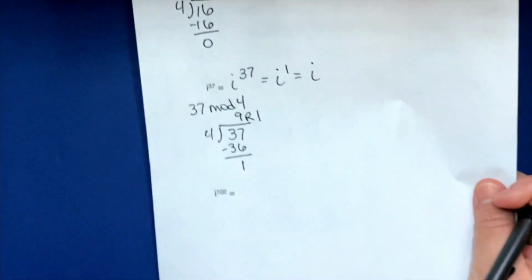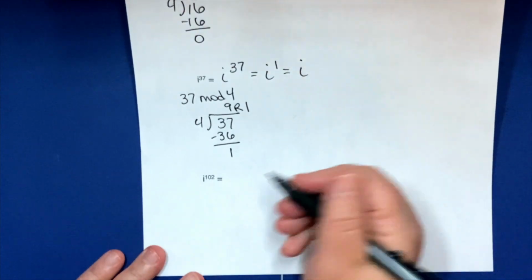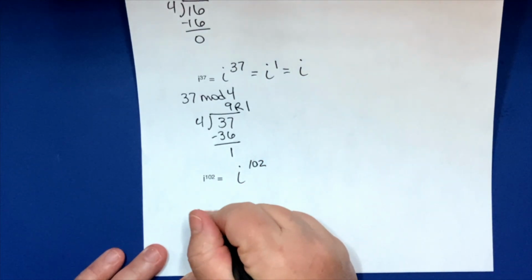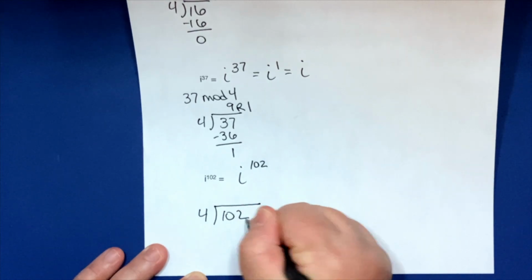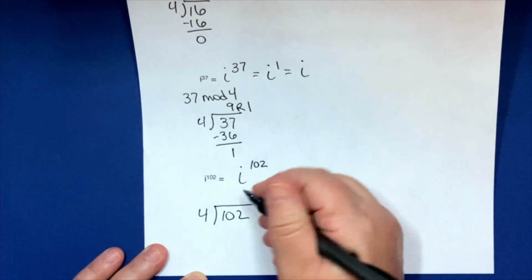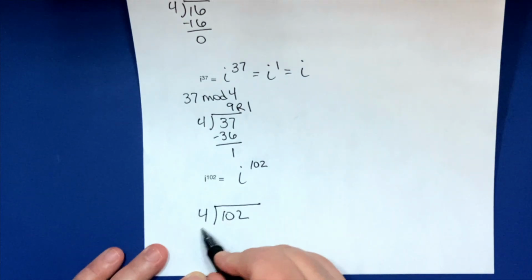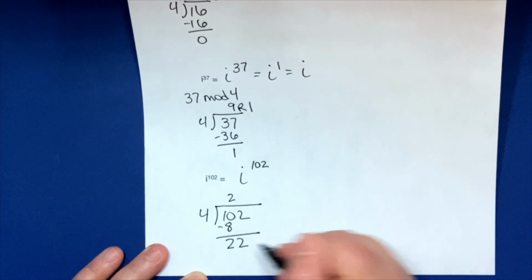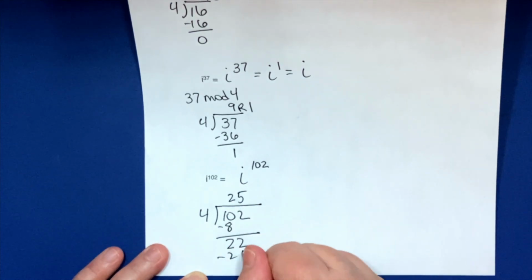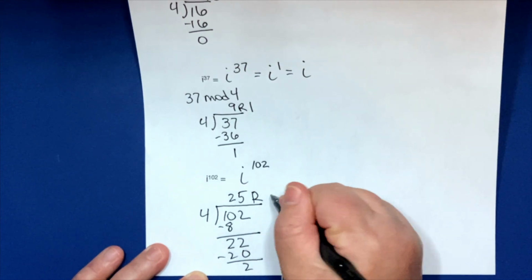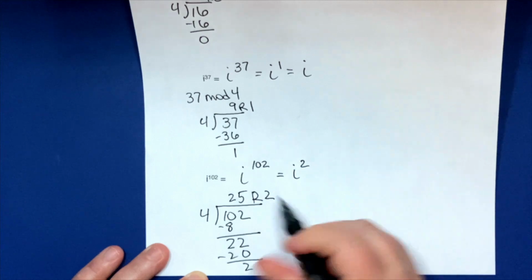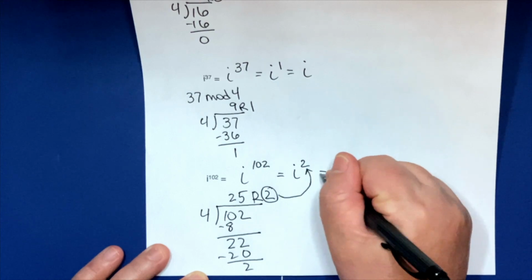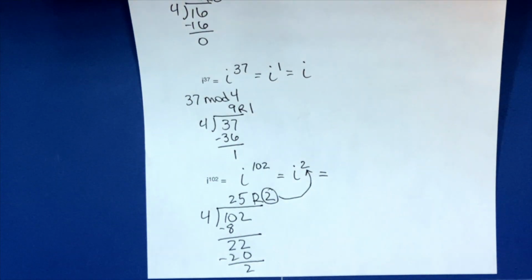And then I could give you a stupid high number, like 102. And again, same thing. If you've got I raised to the 102nd power, 4 into 102. So here you just have to remember 4 goes into 10 twice. 2 times 4 is 8. You bring that down. You've got 22. That goes 5 times. And we've got a remainder of 2. So I to the 102 is equal to I squared, which is, what does that equal?